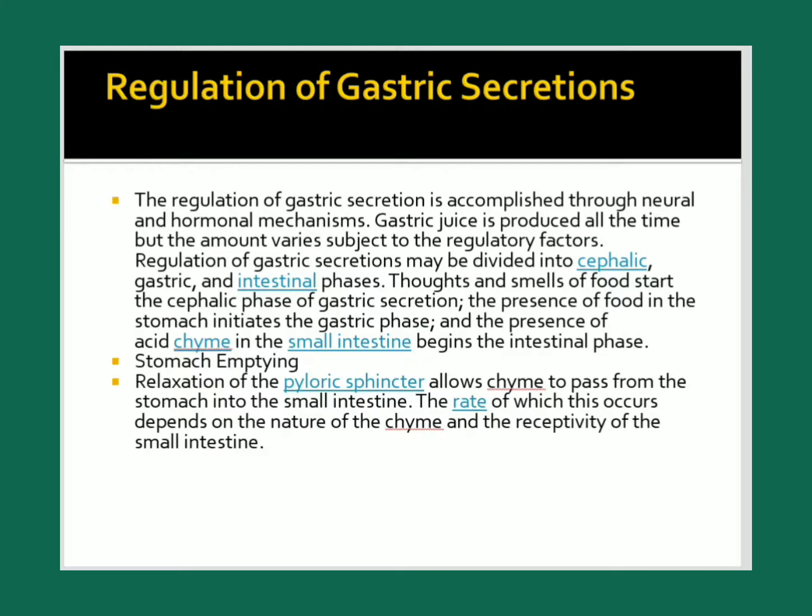Stomach emptying: relaxation of the pyloric sphincter allows chyme to pass from the stomach into the small intestine. The rate at which this occurs depends on the nature of the chyme and the receptivity of the small intestine. In this way, the gastric secretions regulate the digestive system. After that, it will empty the stomach.